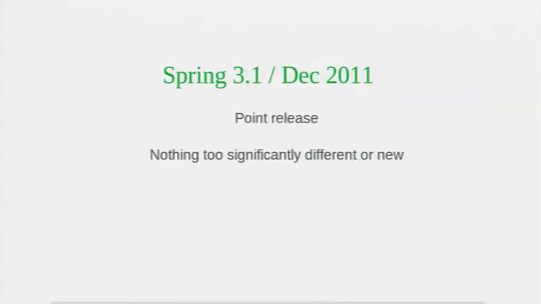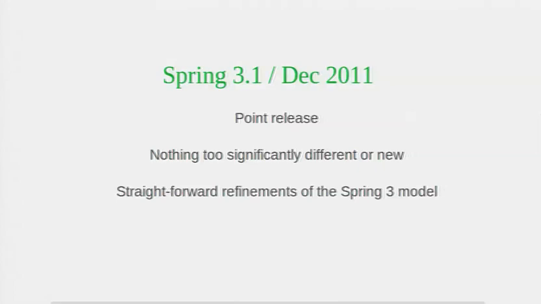Then 2 years later, we have Spring 3.1. Seems like a long period for a minor version. It is a point release indeed. The main point here is that there's nothing that's too significantly new or radically new. There's no kind of a revolution in the programming model like we had in version 3 with the comprehensive updates to REST. But at the same time, we have basically just the evolution of the existing Spring 3 programming model, but there are tons of new features.